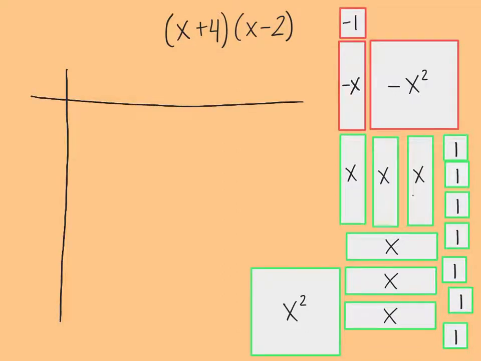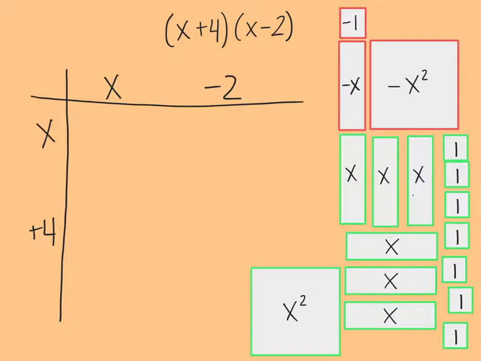Then I'm going to fill in, first we have x, and then a positive 4, and then an x, and then a negative 2. So notice how I keep the sign with the number, because the sign that comes before the number is the sign of that number. So this is a positive 4, and this is a negative 2, so I kept it together like that. So then we just multiply each part of the rectangle to get our total area.